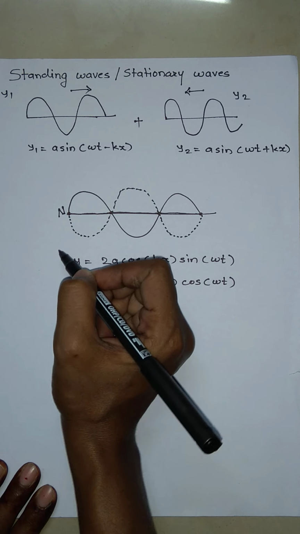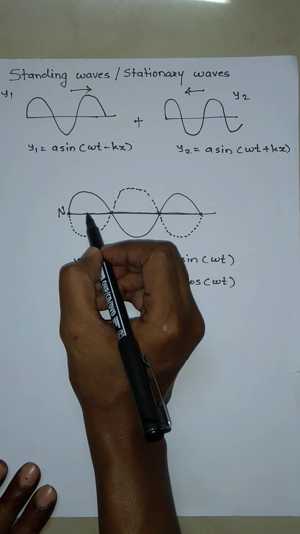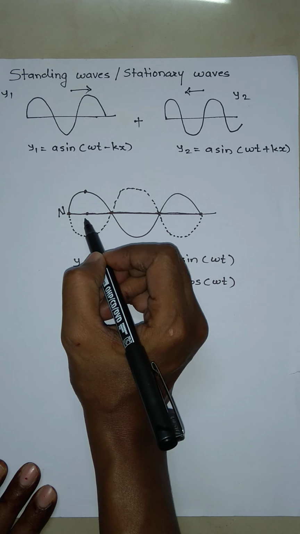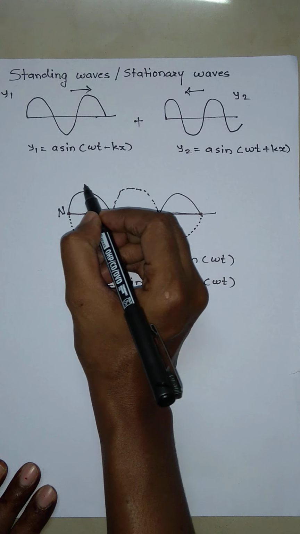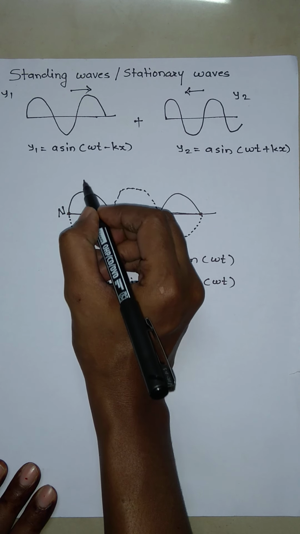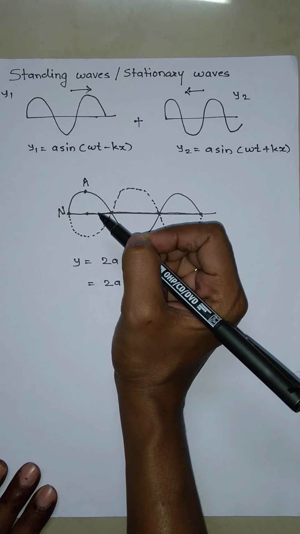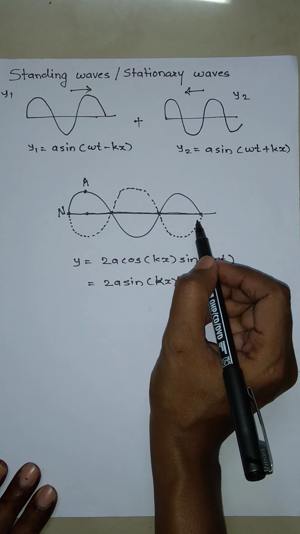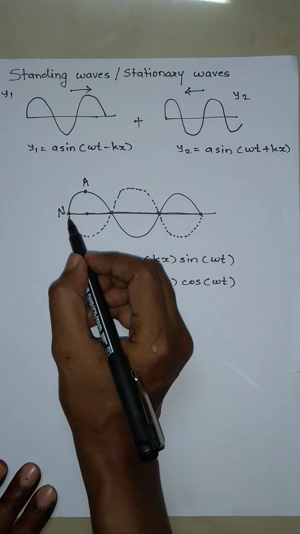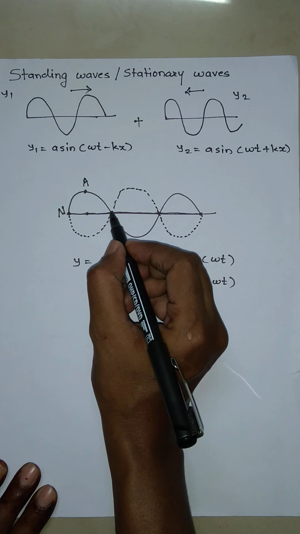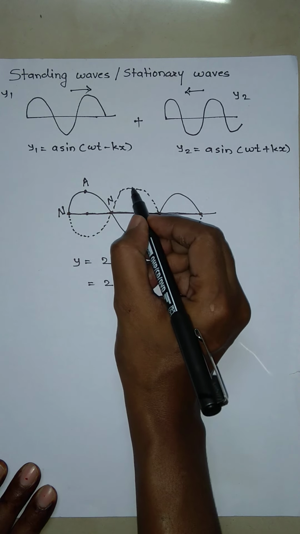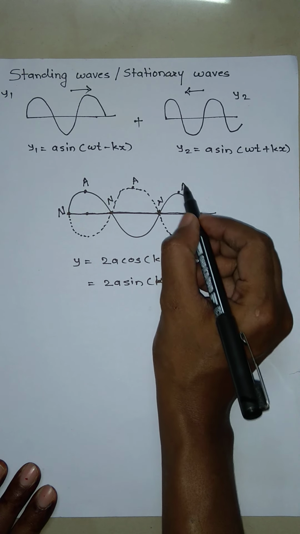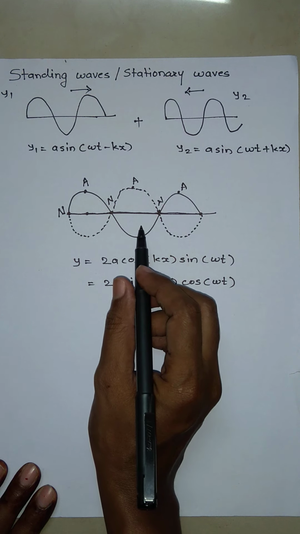Whereas the points where there is maximum displacement of particles are known as antinodes. And in this way, in the case of standing waves, what we are getting are successive nodes, antinodes, nodes, antinodes, nodes, antinodes, and so on.